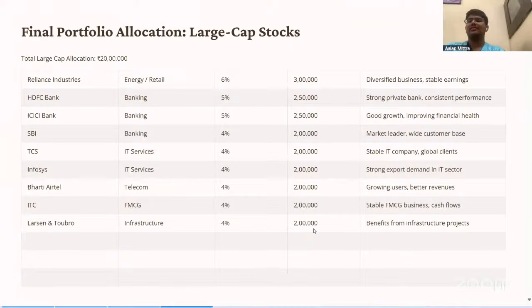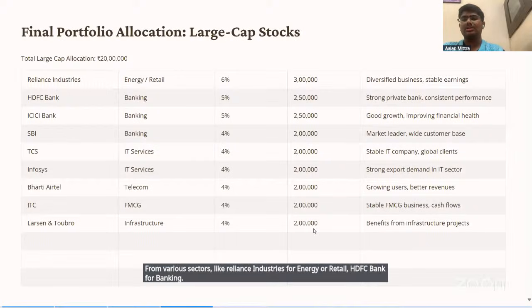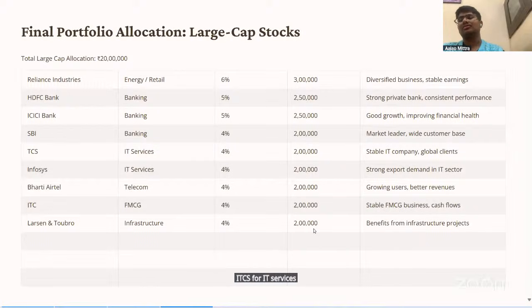We have carefully selected a pick of large cap stocks from various sectors, like Reliance Industries for energy and retail, HDFC Bank for banking, TCS for IT services, and Larsen and Toubro for infrastructure, to name a few.